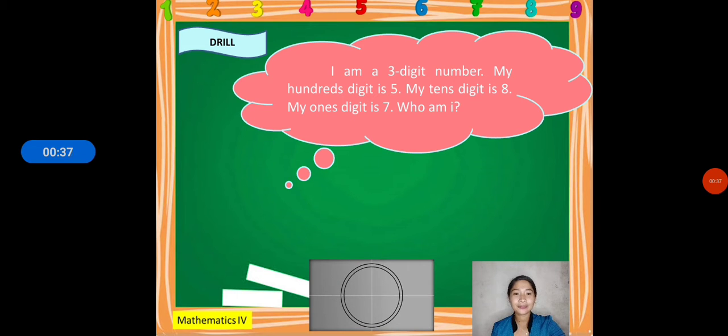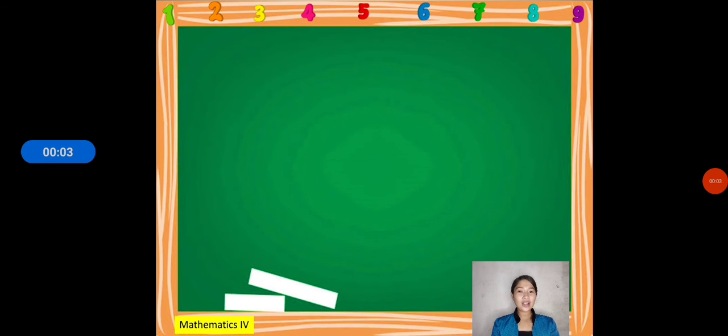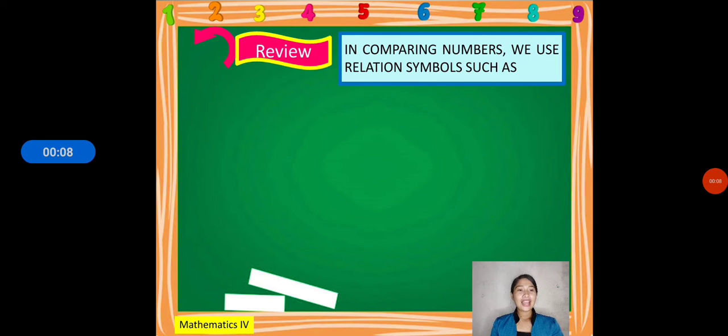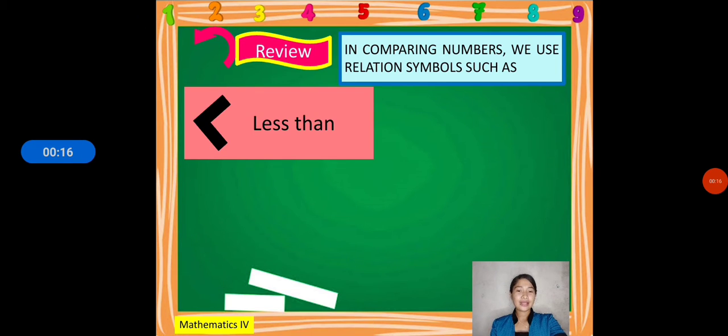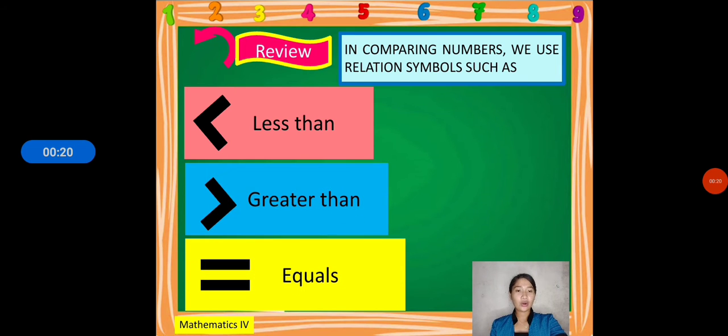Time's up. The answer is 587. Very good. Okay, what is our previous lesson? Our previous lesson is comparing numbers and using relation symbols such as less than, greater than, and equals.